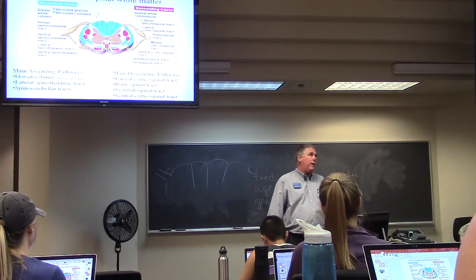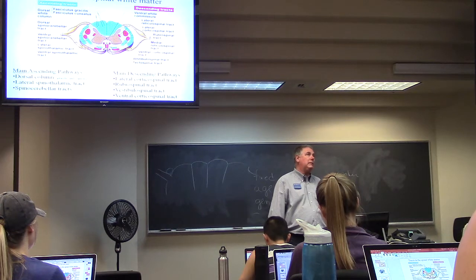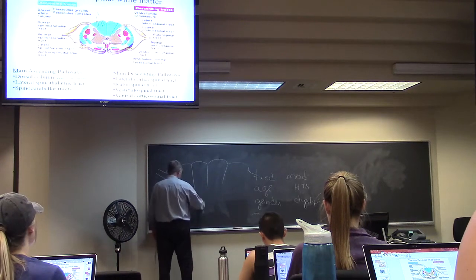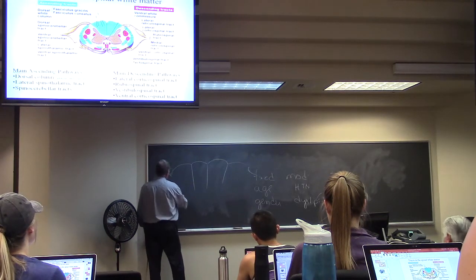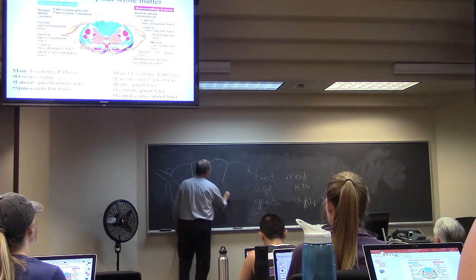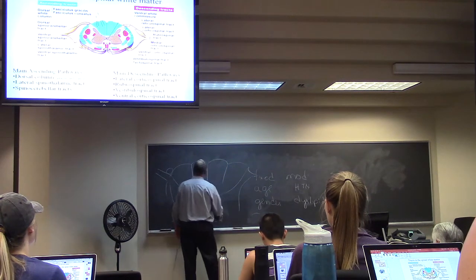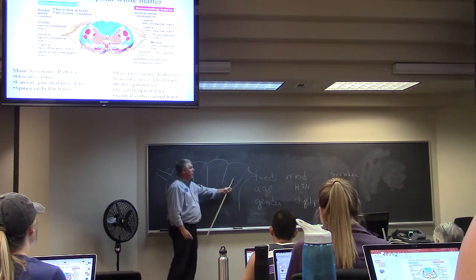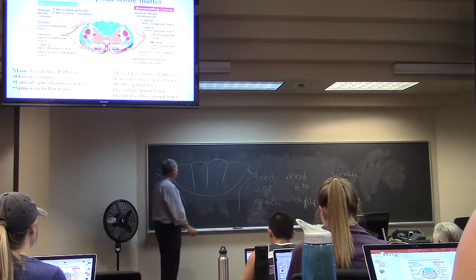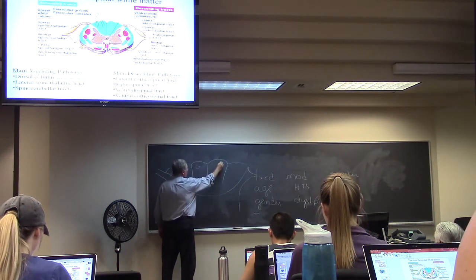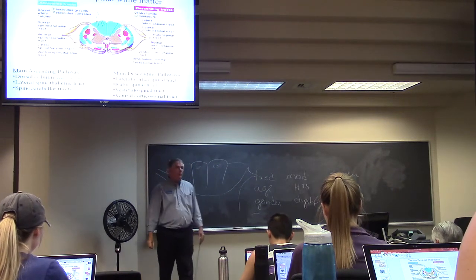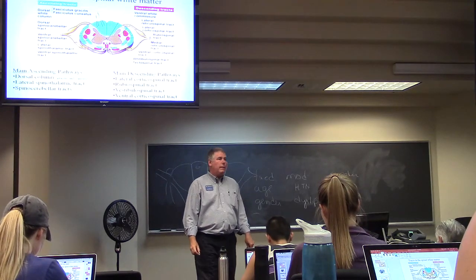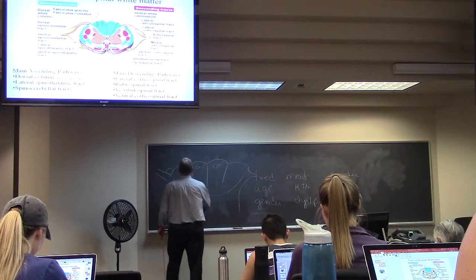Okay, let's go back up to the dorsal column for a second. It says right there, gracilis and cuneatus. So here is our dorsal column right here, right? There's the dorsal horn. So the dorsal column is divided into 4 fascicles. The medial 2 are called the fasciculus gracilis. The lateral 2 are called the fasciculus cuneatus.